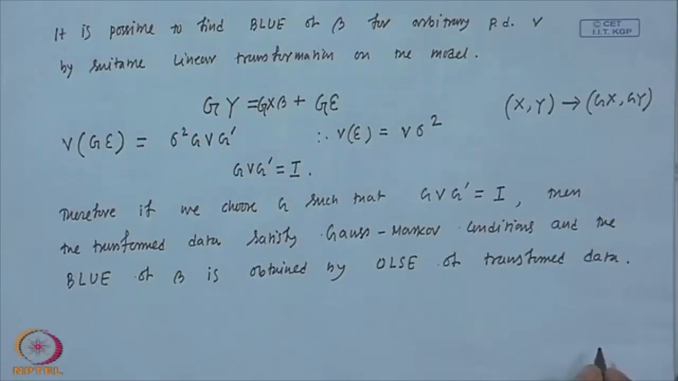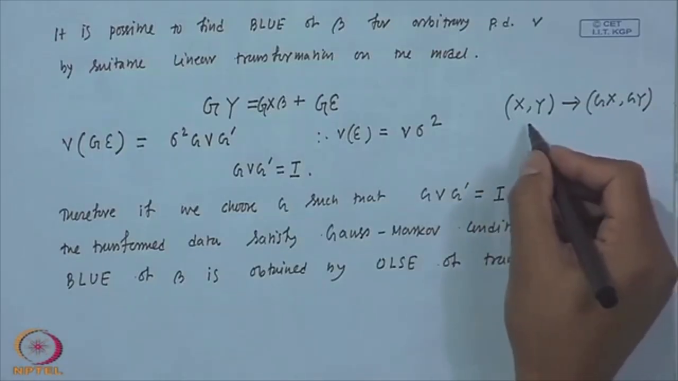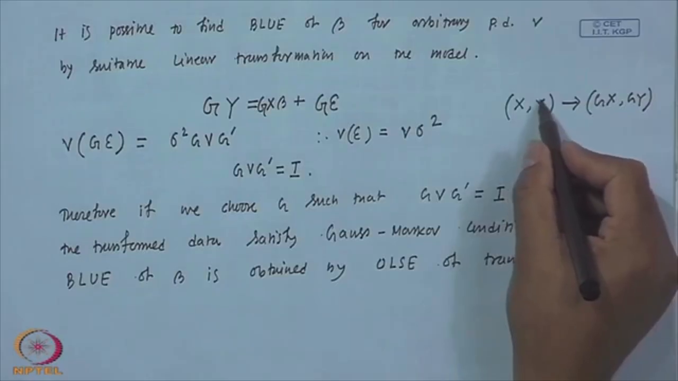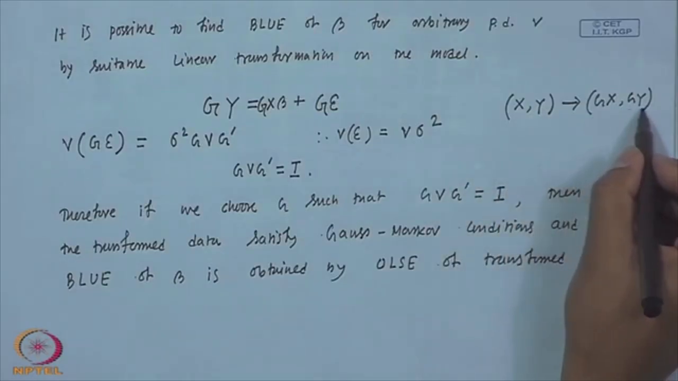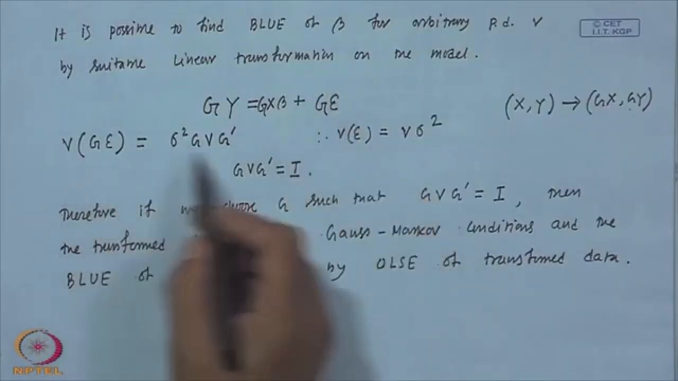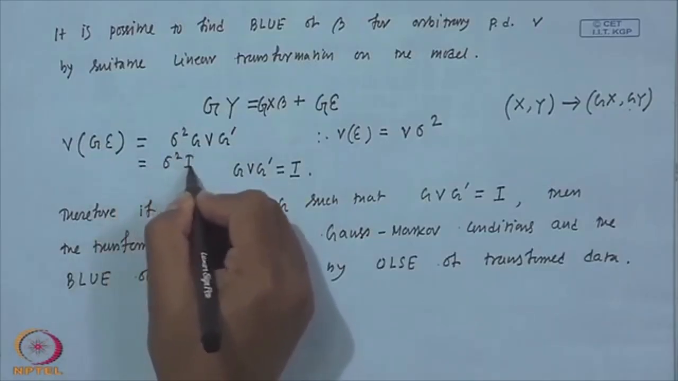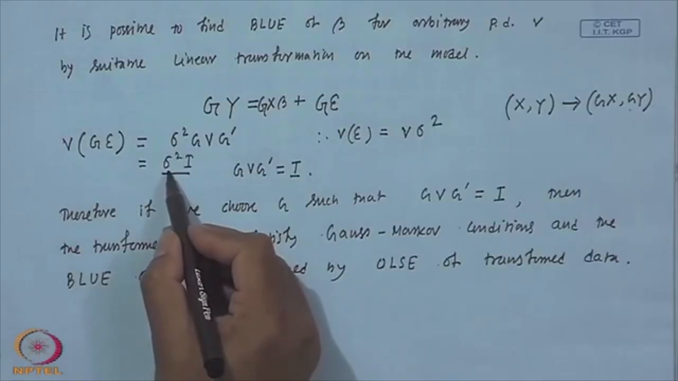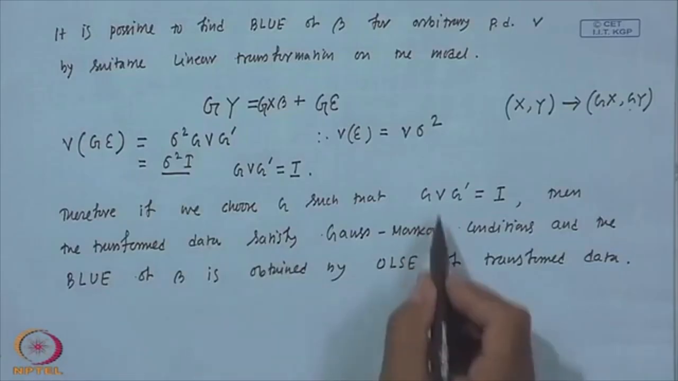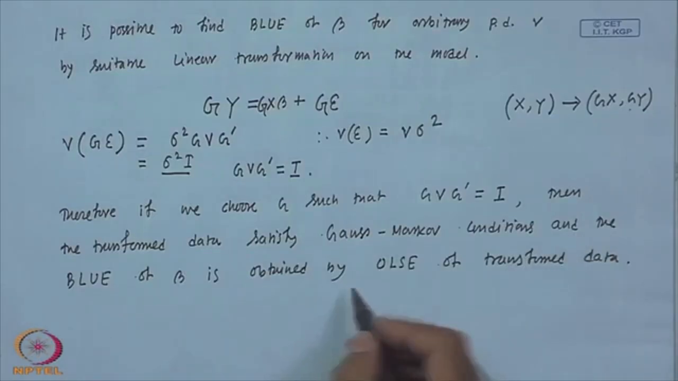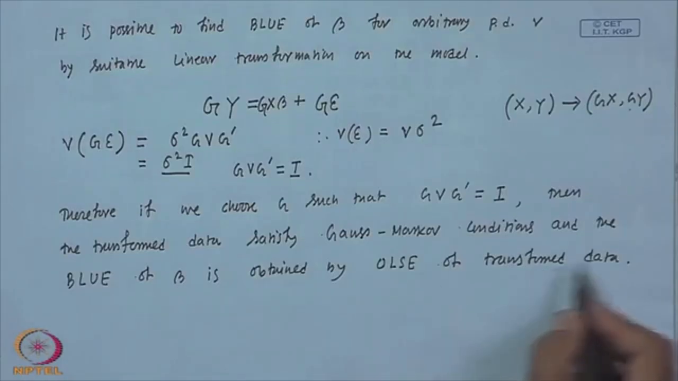Okay, so my original data does not satisfy the basic assumption. It has unequal variances, and they are correlated. So we transform the data to gx and gy, and we have to choose this g in such a way that the transformed error has variance sigma square I. Once we have the transform, since the transformed error has variance sigma square I, it satisfies the conditions of the Gauss Markov theorem, and that is why the BLUE of beta can be obtained by ordinary least square estimator of transformed data.